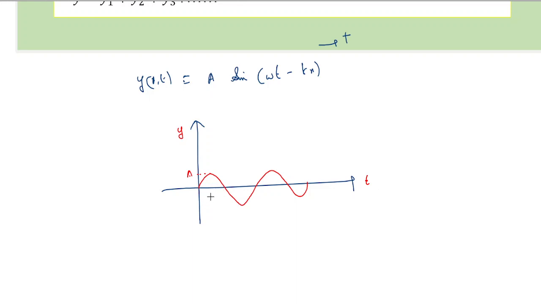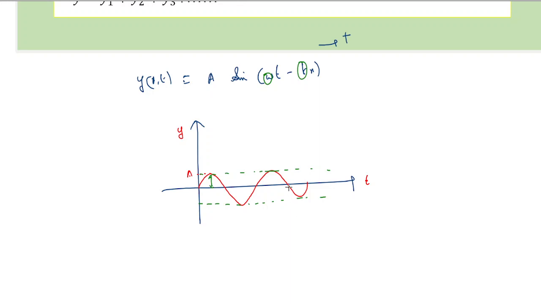At this moment, take a snapshot of a wave, this is what we would see. Later it would change. Every particle would oscillate between the two extreme points like this. So that extreme distance from the mean position is called A. Omega is called angular frequency, k is called angular wave number.